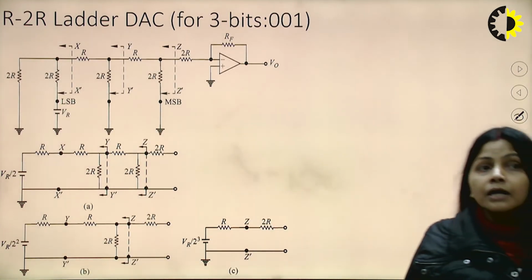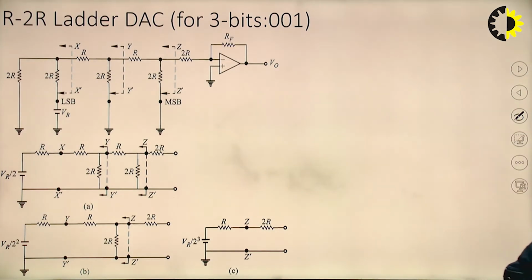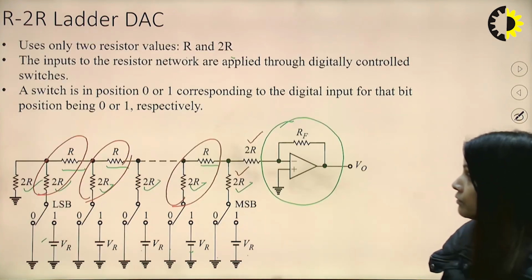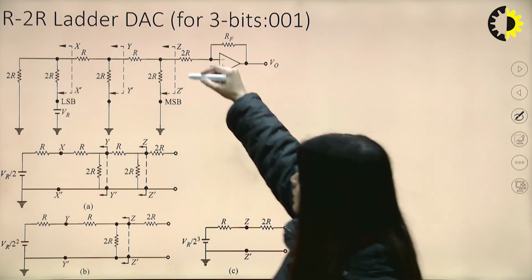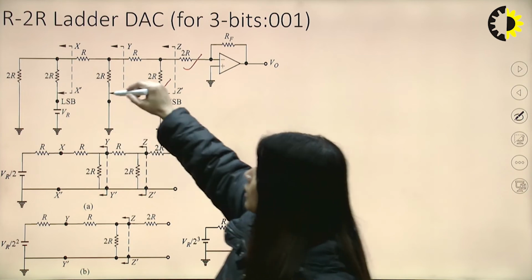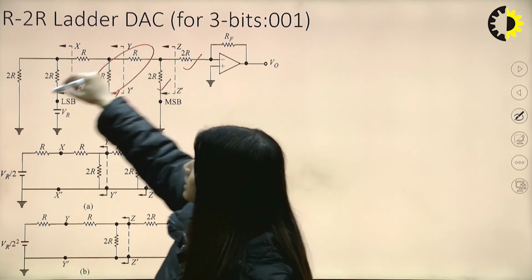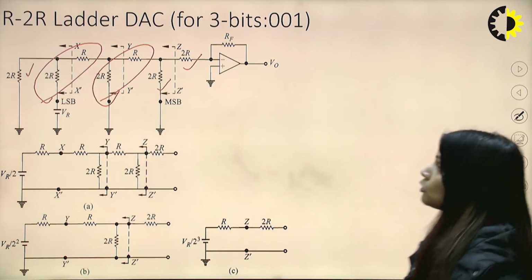So here, R to 2R ladder DAC for 3 bits. Suppose we have made a 3-bit R to 2R ladder. So how to make it? Just we are having this R to 2R at the extreme 2R and 2R. See here, 2R, 2R and 2R. Now this is R to 2R and this is R to 2R like this. Okay, so we have 3 bits.